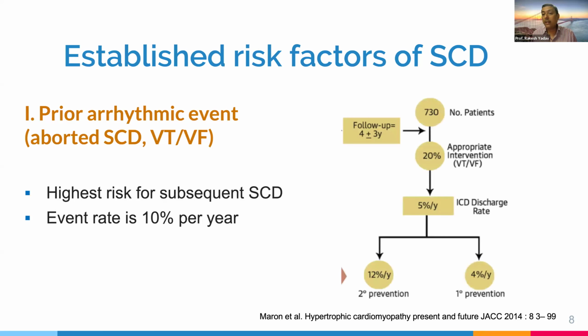Now, this is a study of 730 patients, followed for 4 years. 20% will have an appropriate intervention. The ICD discharge rate is 5% per year. For primary prevention, it is 4% per year, but for secondary prevention, it is 12% per year. It means if you are given an ICD for secondary prevention, there is a 10% chance per year that the ICD will fire a correction, meaning you will have a VT or VF in the next year. It's 10% per year.